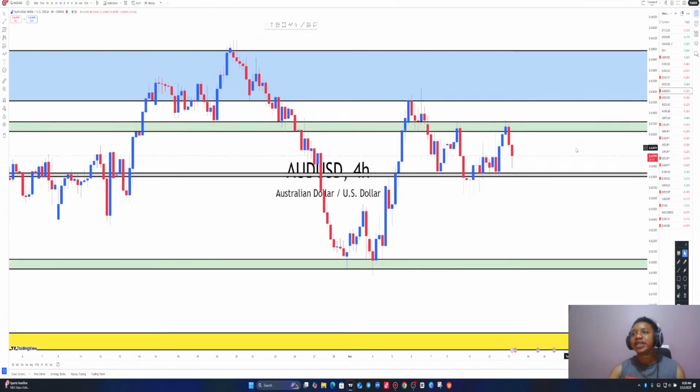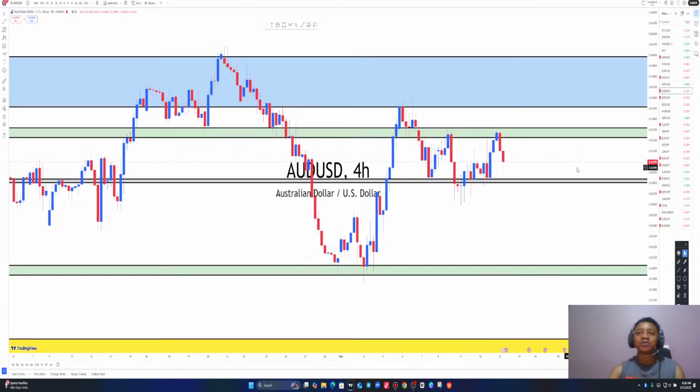Okay, so this is AUD USD on the 4-hour time frame. On the 4-hour time frame, what do we see? We see a downtrend. So let's explain. Over here on the 4-hour time frame, price gives us a double top.